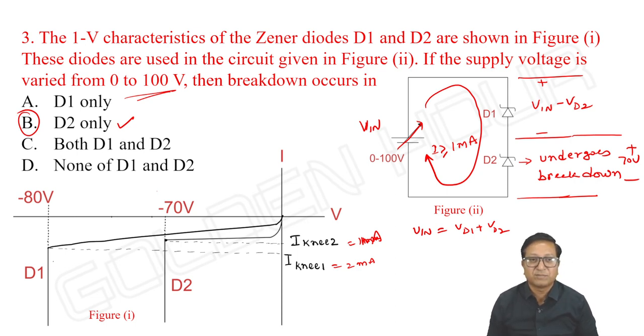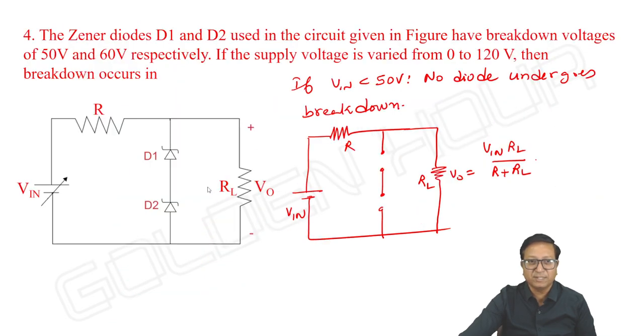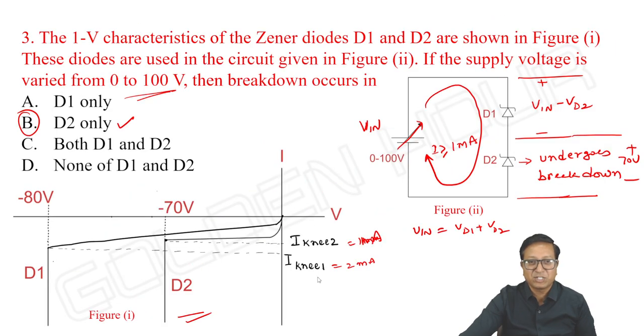It's not like neither of the diodes D1 and D2 breaks down. If they had not mentioned the characteristics, then we could say that no diode undergoes breakdown. But here they mentioned the characteristics. In the previous problems, they did not mention the characteristics. That's why we said no diode undergoes breakdown. It's not like we achieved the breakdown voltage or knee current of one diode. Such a thing is not possible in the previous example. If you take this example, you cannot say so. Nothing was mentioned there, but in this problem the characteristics are clearly given.